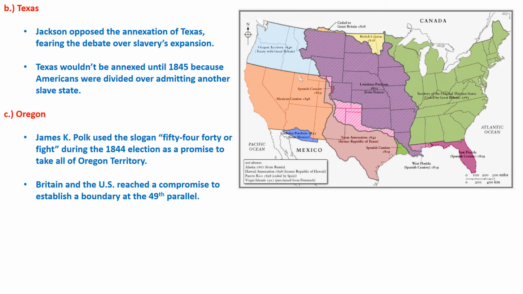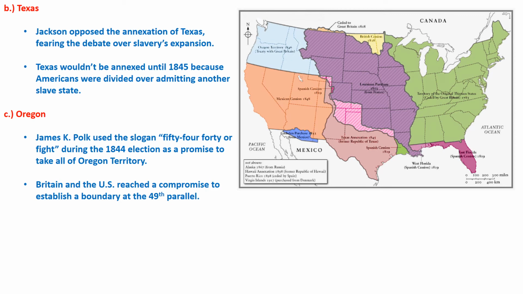That included annexing Texas under the administration of James K. Polk. Several presidents, including Andrew Jackson, opposed the annexation of Texas for years, fearing that it would lead to a debate over the expansion of slavery. Texas wouldn't be annexed until 1845 because Americans were so divided over this issue of admitting another slave state.